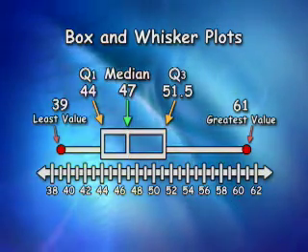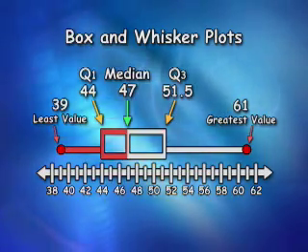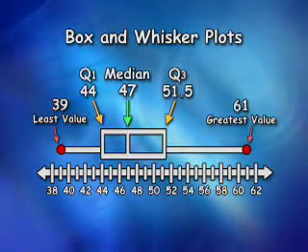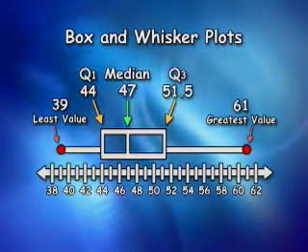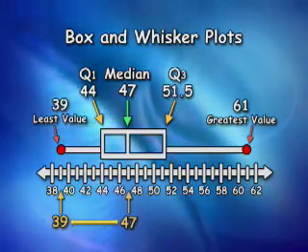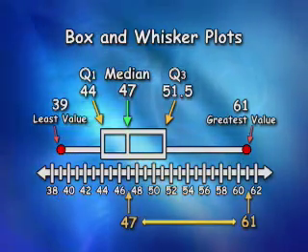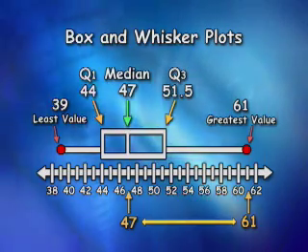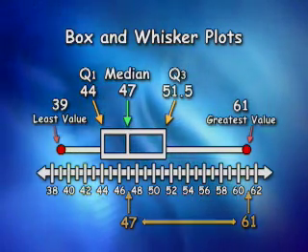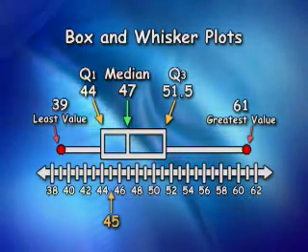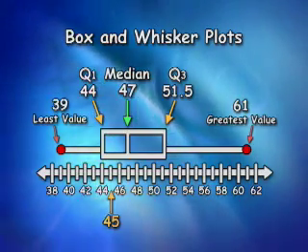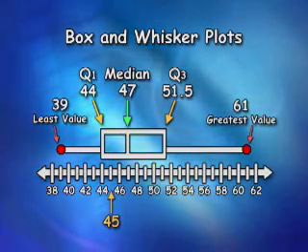We can see from the plot that the bottom 50% of the data has less variation than the top. In other words, the bottom 50% of the speeds went from 39 to 47, but the top 50% of the speeds went from 47 to 61. Now, if we know the speed limit is, say, 45, then we know that more than 50% of the drivers were speeding.